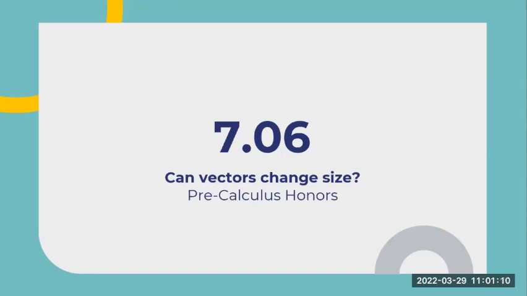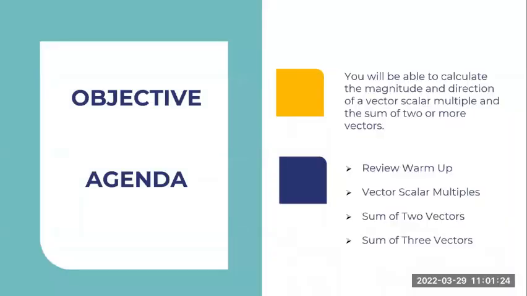And then we'll continue putting these skills together on Thursday during our 7.07 live lesson when we go into all the applications of vectors. So by the end of this lesson today, you will be able to calculate the magnitude and direction of a vector scalar multiple and the sum of two or more vectors. So if you notice, all we're doing here is calculating magnitude and direction. We learned that in 7.01, and we've been using it since then. So like I said, today should be a pretty great lesson.